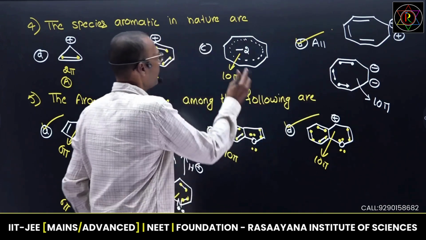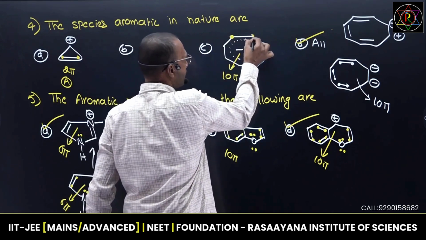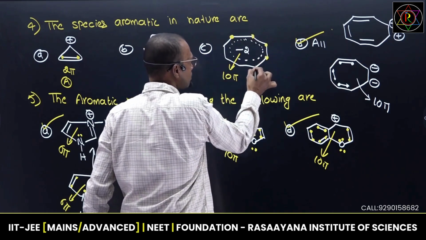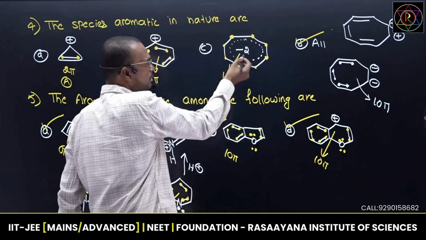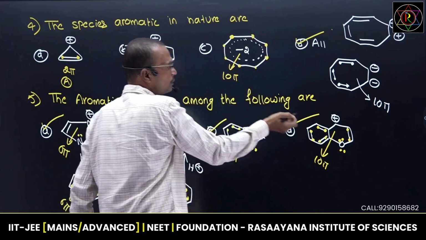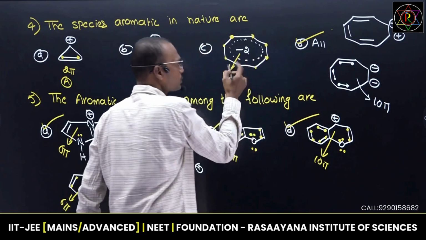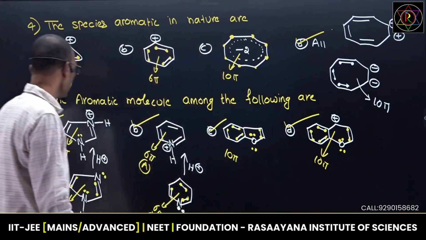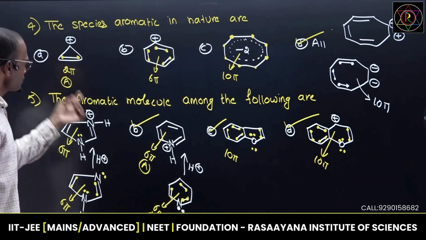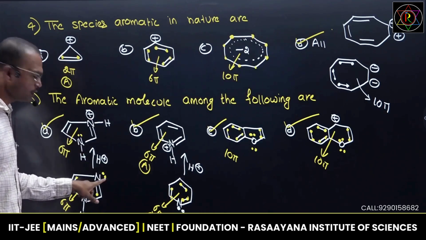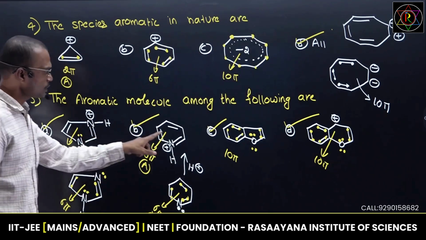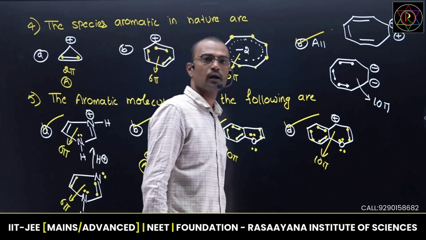Otherwise remember, at every corner one unhybridized p orbital is there. You just count 1 electron for every corner. Total 8 corners, 8 electrons are present, 8 plus 2. -2 means 2 extra electrons, 10 pi electrons. Even if I write plus 2, that is also aromatic. Okay, so all are aromatic in nature. So remember, if any lone pair inside is involved in resonance, if any lone pair outside is not involved in resonance, 6 pi, 6 pi, 6 pi, 6 pi, all are aromatic in nature.